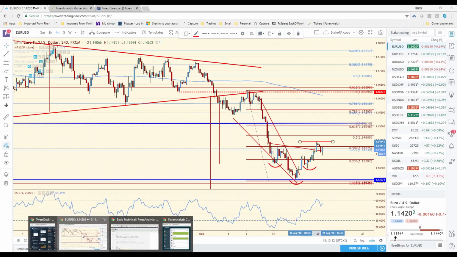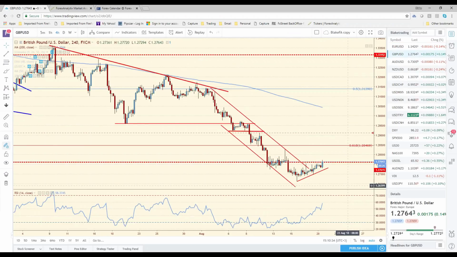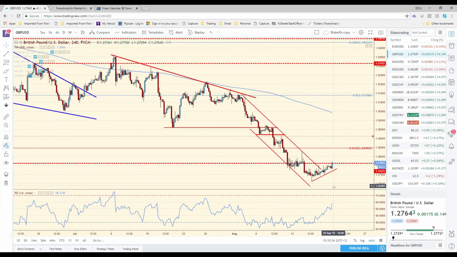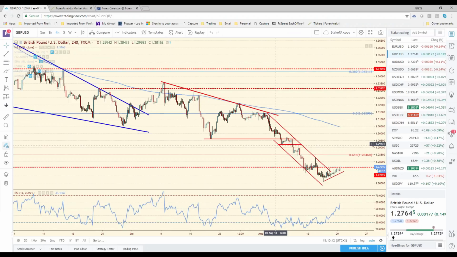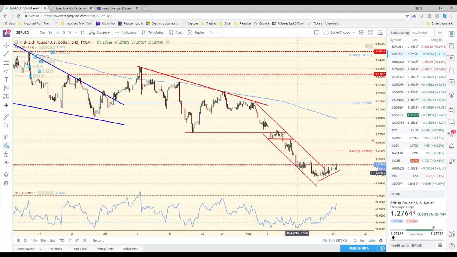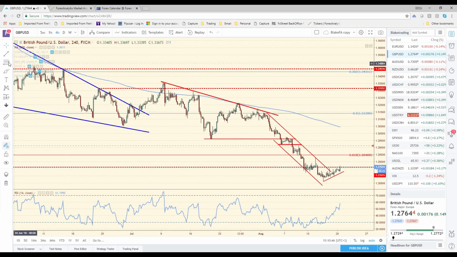So the pound, I am also long some cable. I've been long since last week, but we have popped out of this down channel. Now, as far as the cable goes, this one gets a little tricky because you've got to think, okay, if we are recovering currently in the pound, where are we going to recover to?